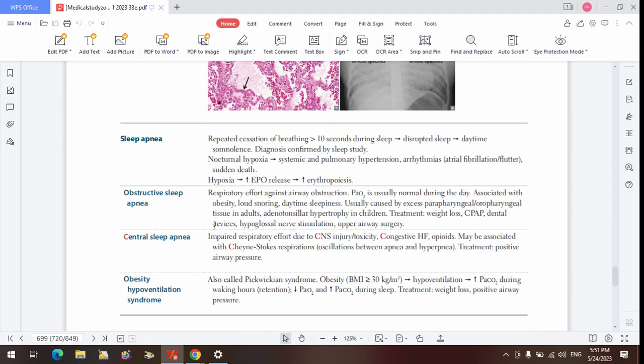So sleep apnea, just from the name. Apnea means cessation of breathing, particularly when it's more than 10 seconds. In people with sleep apnea, there's disruption of the sleep. When they are sleeping, they suffer those apneic episodes. They don't breathe for more than 10 seconds.